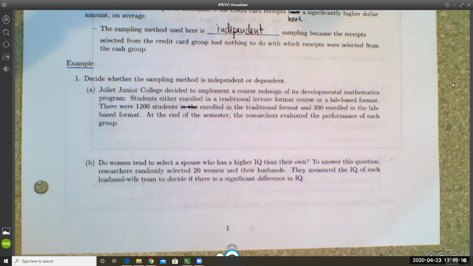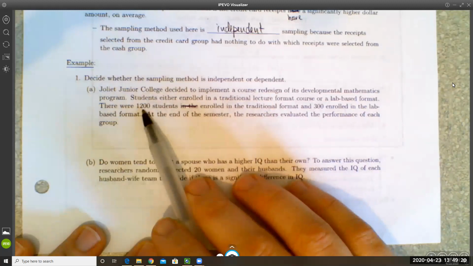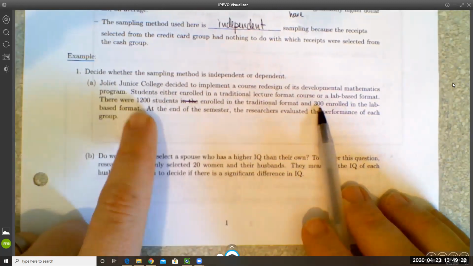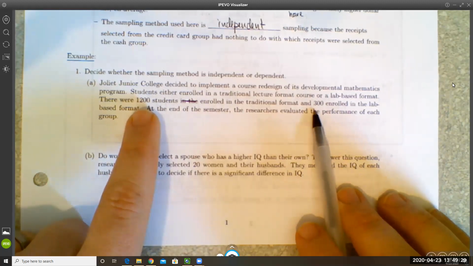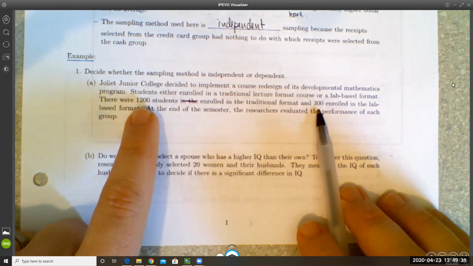Okay. Well, first of all, right off the bat, the sample sizes are not the same. So they can't be matched pairs, right? How can you match up 300 people with 1,200 people in a one-to-one fashion? You can't, right? So they're not matched pairs. So right off the bat, you know that this is not dependent sampling. This must be independent sampling.